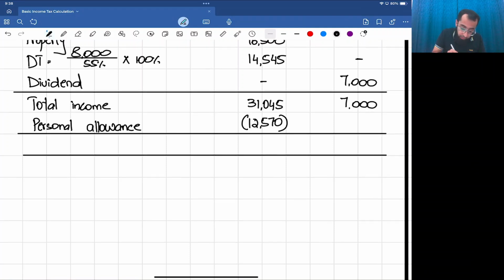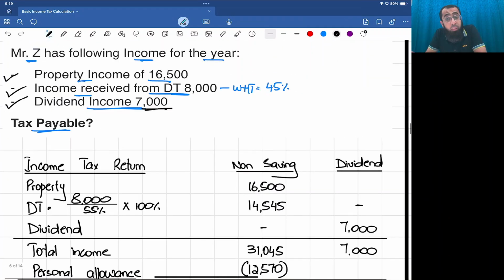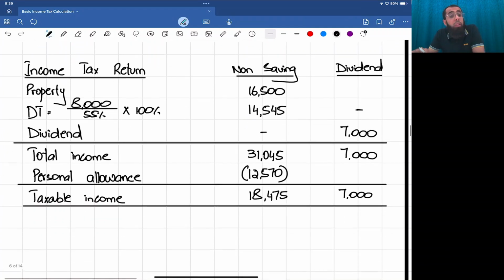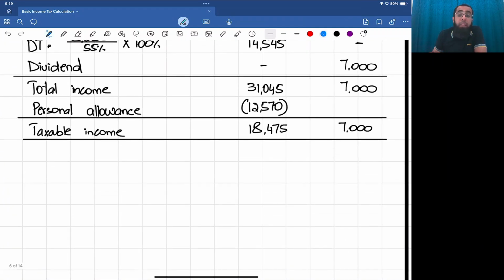So what is your taxable income? 31,045 minus 12,570, so it's 18,475, and here it is 7,000. I believe it's just routine. Property income goes in non-saving, discretionary trust you gross it up, 45% is the withholding. Then the dividend goes under the head of dividend. You deduct the personal allowance and you arrive at the taxable income.